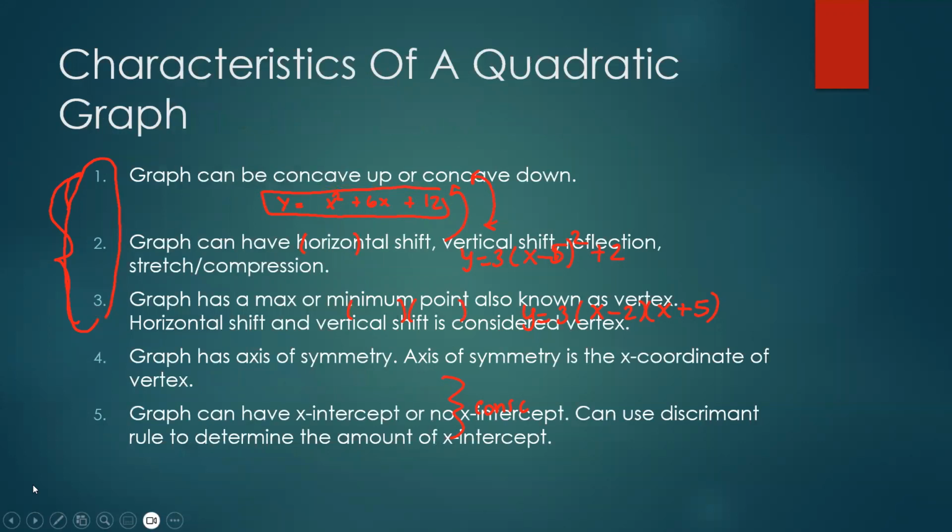Let's go over the characteristics of a quadratic graph. So let me clear this. What are some of the characteristics of a quadratic graph? Rule 1, the graph can be concave up or concave down. So you've seen that before. You see how it can be concave up, concave down. The graph can have a horizontal shift, vertical shift, reflection, stretch or compression, just like the other graphs we were introduced to.